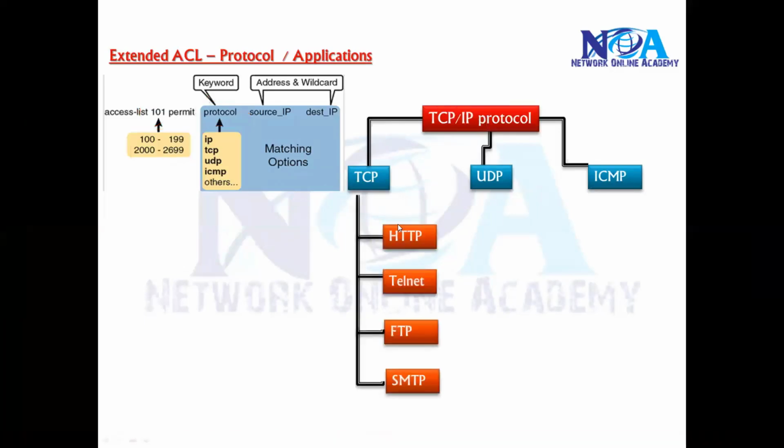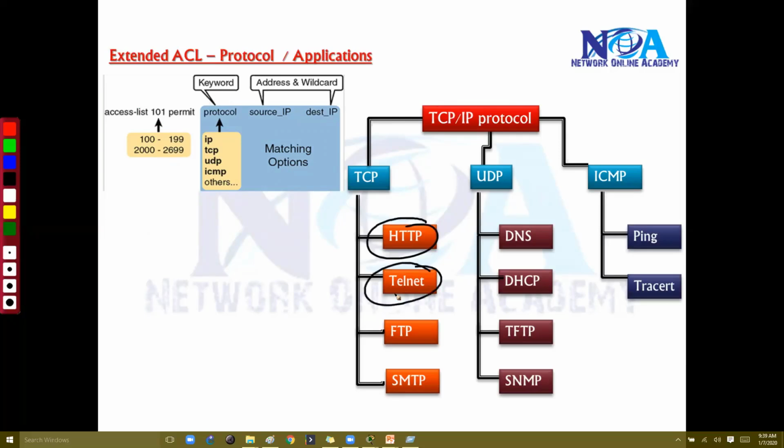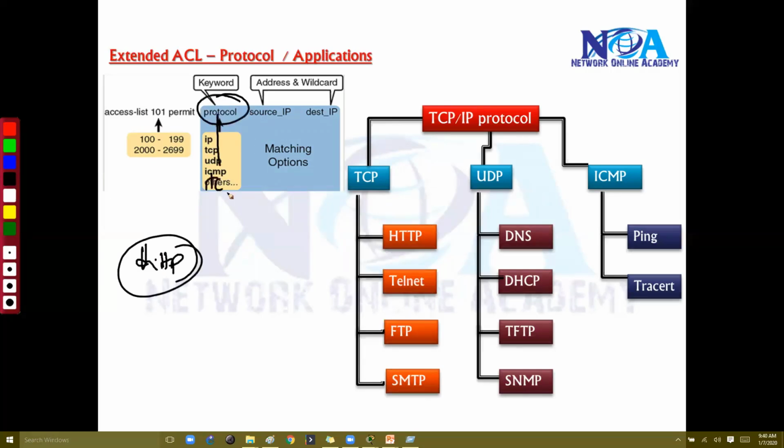So I'm just listing a few of the options here. There are some services like web access, or Telnet remote access, or FTP file transfer, or SMTP for mail transfer. Okay, so mail applications, email applications. Basically they use TCP at the transport layer. Which means if my requirement is to deny or permit HTTP traffic, I must define the protocol category here as TCP.